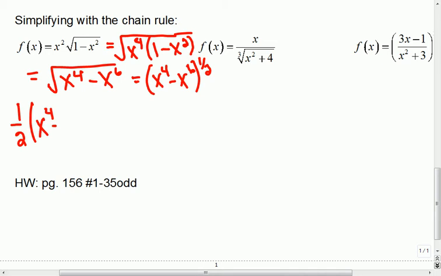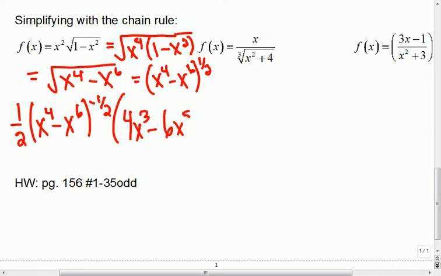But anyways, in this example, using the way I had it, I'm going to have 1/2 (x to the 4 minus x to the 6) to the negative 1/2, and that will be times 4x cubed minus 6x to the 5. Okay, so again, if we were to take our answers and plug them into a graphing calculator, we could verify by the picture that though they may look different algebraically, they are in fact the same derivative.